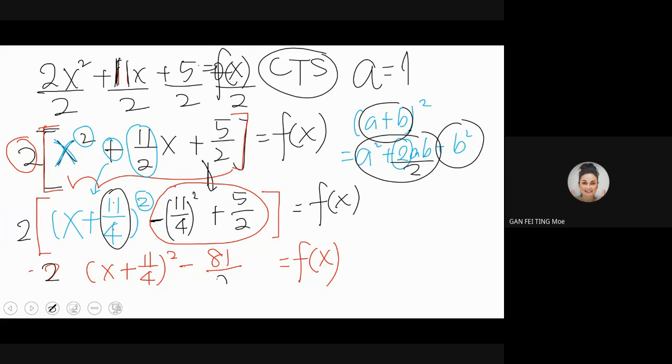Do you follow me? Okay, so the whole thing is done. Now in here, I repeat, you will get to know that your axis of symmetry is negative 11 over 4, and the minimum value is 81 over 8. Right, so let's go to, okay, wait, give me 1 minute.